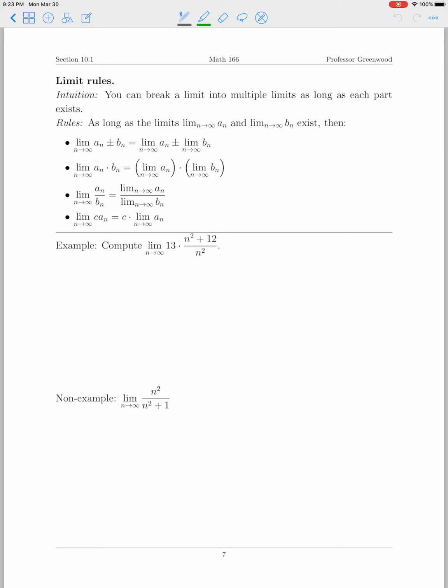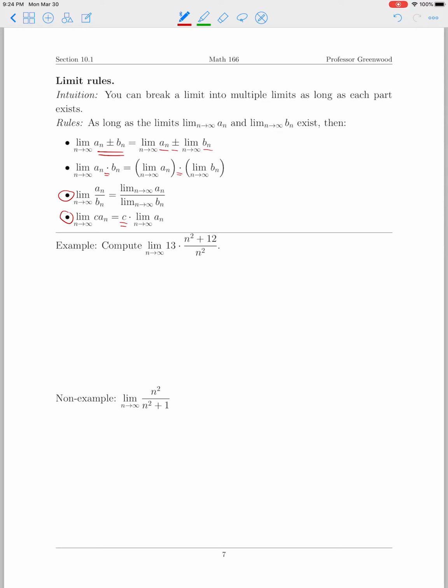For example, if we're talking about the sum of two sequences and you want to take the limit, then that's the same as just taking the limit of each sequence individually and then adding them together. The same is true for differences. The next rule tells you that the same thing is true for products. In other words, the limit of a product is the product of the limits. The same rule is true for division, which is what this third bullet point tells you. And the last rule tells you that whenever you're taking a limit of a constant times a sequence, you can just pull the constant out front, and that makes no difference.